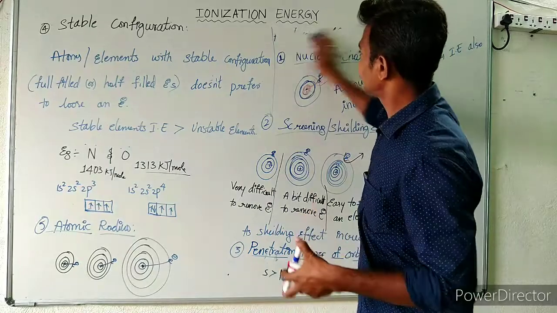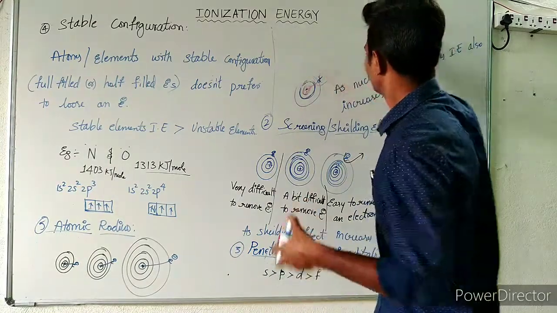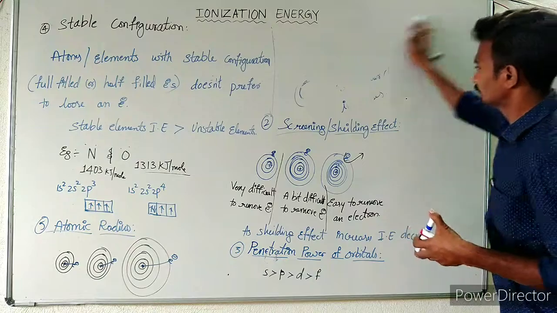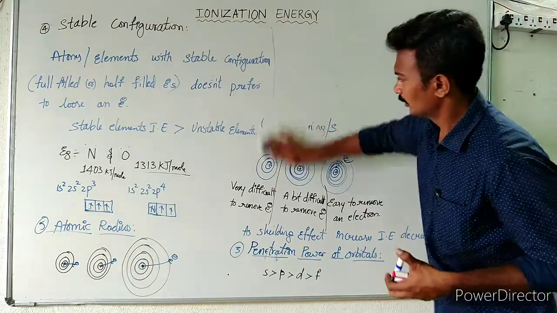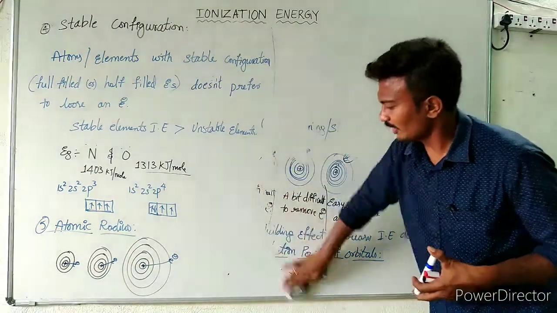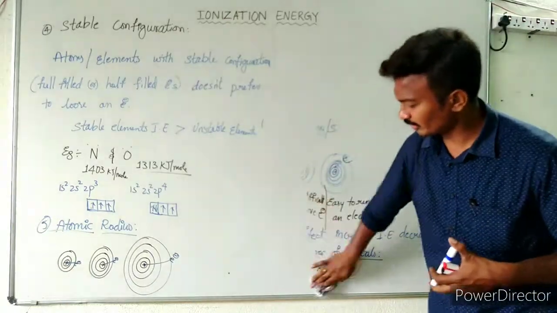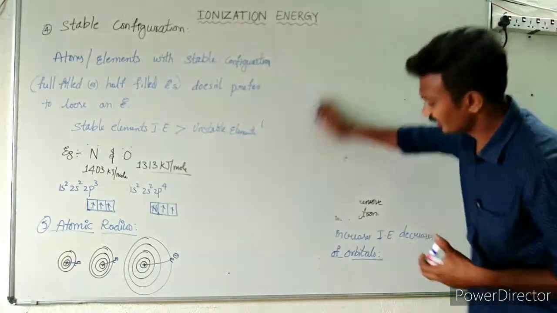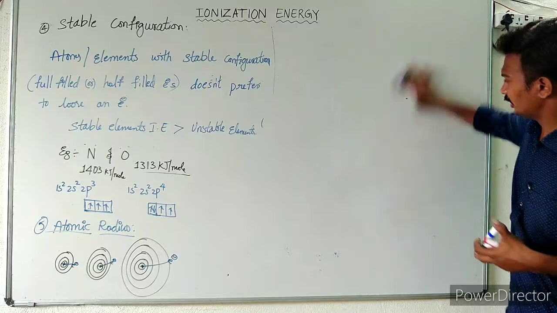Now let us see the variation in atomic radius, how the atomic radius is going to vary in a group and in a period.